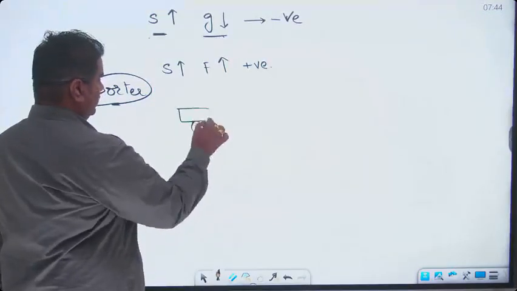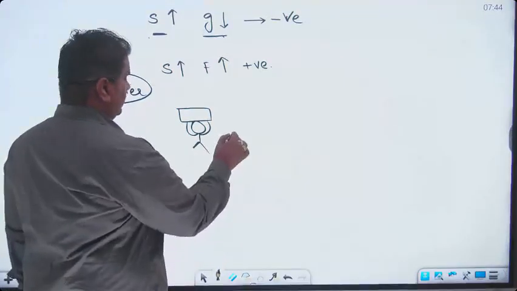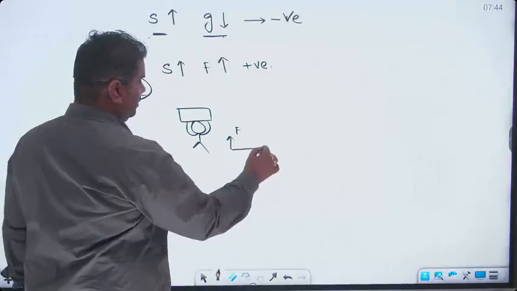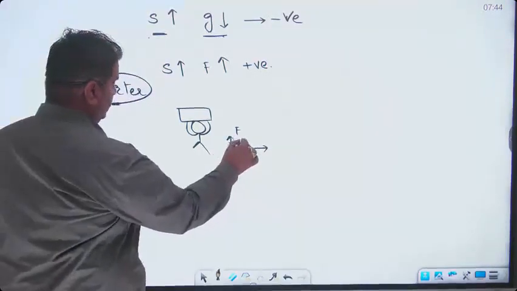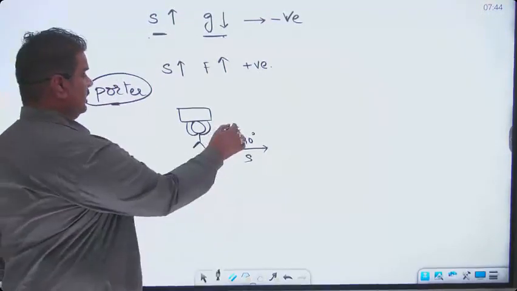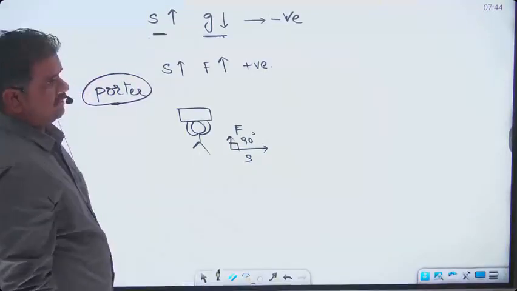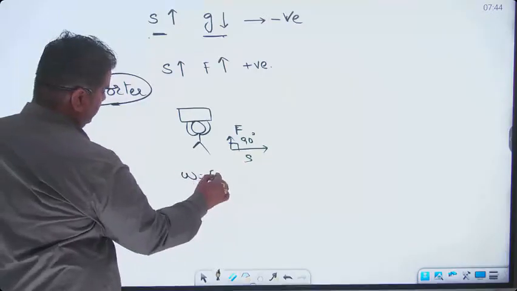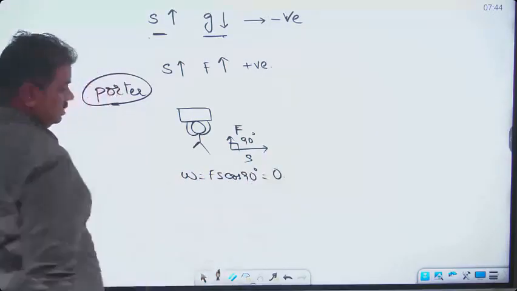So those who are interested, you can draw this one so that afterwards, whenever you open this one, you'll be able to understand like this. So here the angle is equal to 90 degrees. Force is in the upward direction. Displacement is in the straightward direction. Angle between them 90. So W equal to Fs cos 90, which is equal to 0.